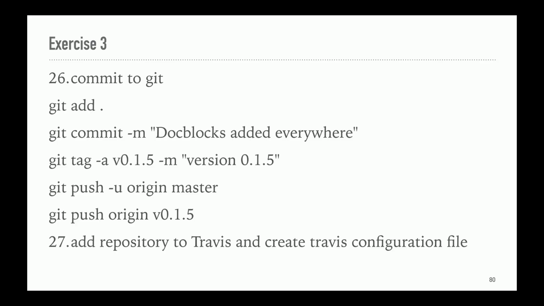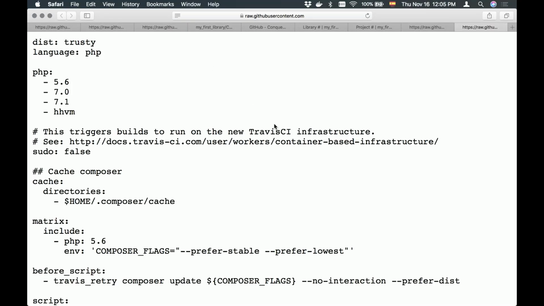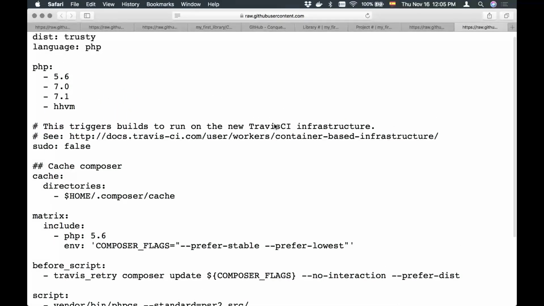So the way you would do it, as we saw before, is you would add the repository to Travis continuous integration. You would need to have a Travis configuration file to tell Travis what to do and how to do it. So this is the file, how it would look. I'm going to open that in the link. So you provide a configuration to Travis.